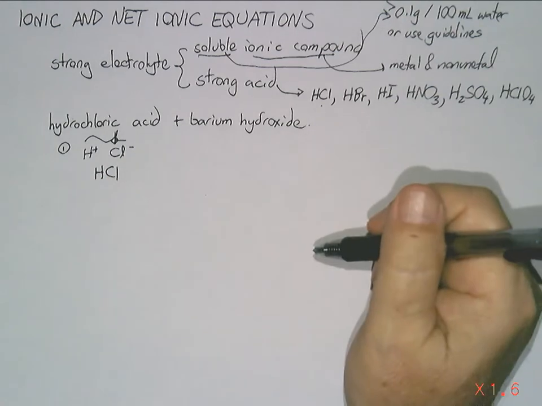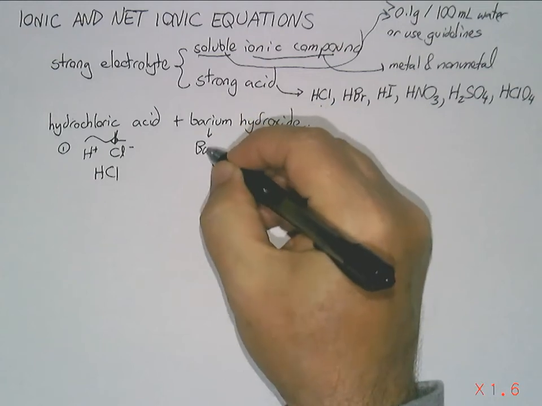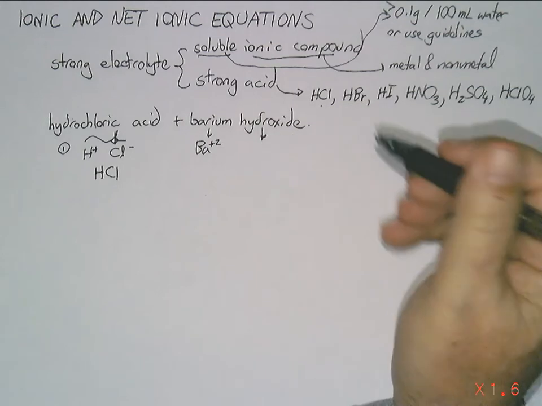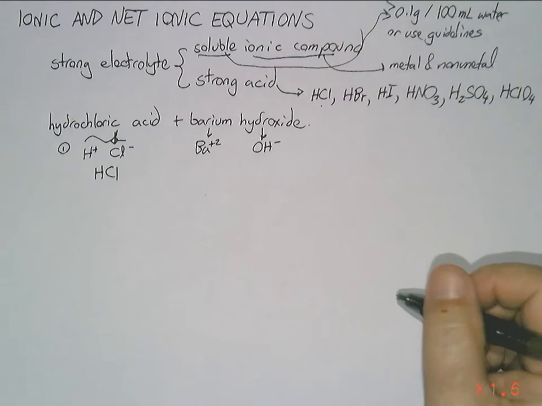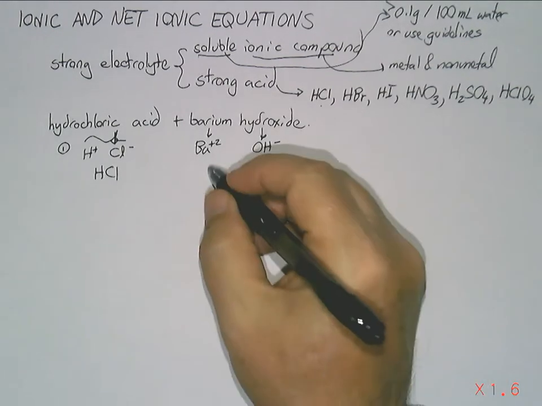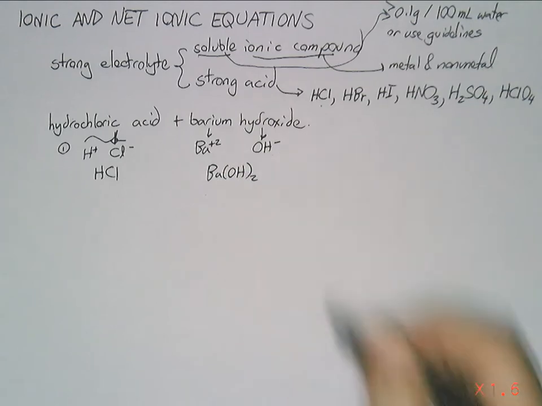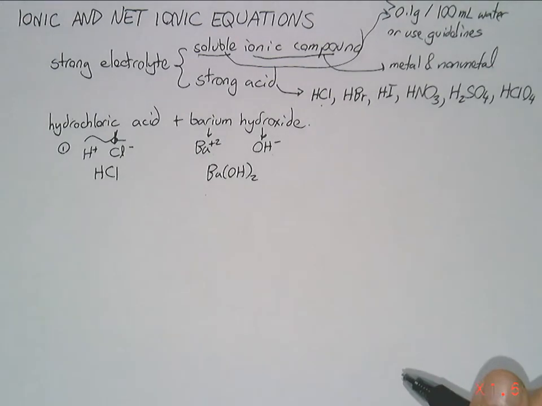Okay, let's do the same thing for the barium hydroxide. Barium, if you look at your periodic table, is Ba plus 2. It's in the second column. Hydroxide, you know from your polyatomic ion table. When you put these together, you're going to have to put two of these together with one of those. So there's step 1. We wrote the formulas for the two reactants.